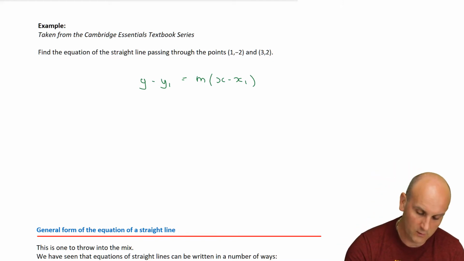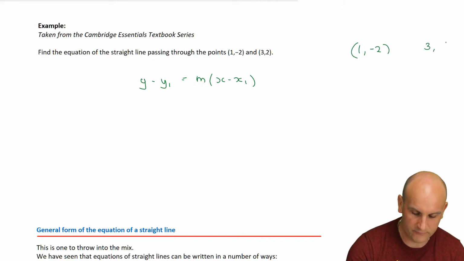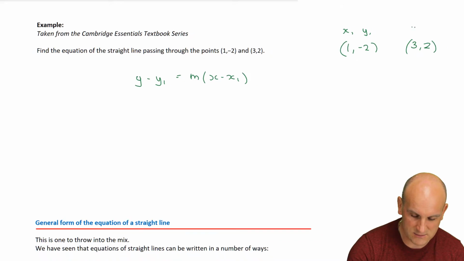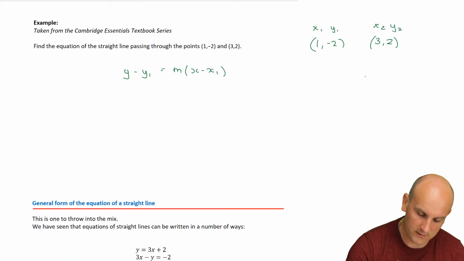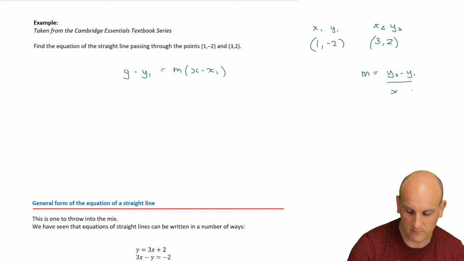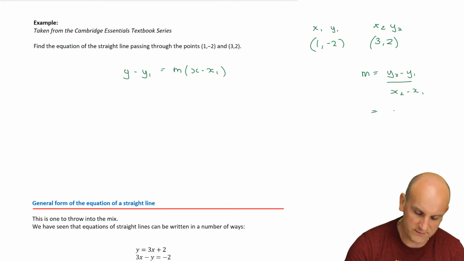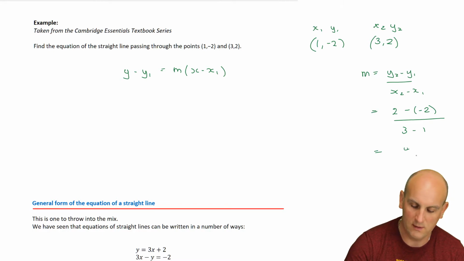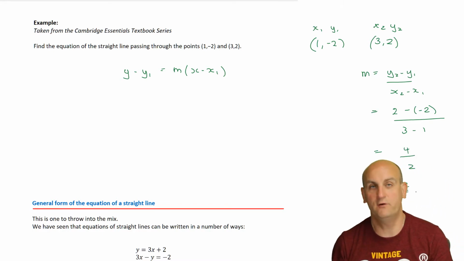So I've got 1 and minus 2. I've got 3 and 2. So there's my x1, y1. There's my x2, y2. And I know that my gradient is given by y2 minus y1 over x2 minus x1. So y2 is 2 minus minus 2, oh good, x2 is 3 minus 1. So 2 minus minus 2 is 4 over 2, which gives me a gradient of 2. So I've got my gradient of 2.